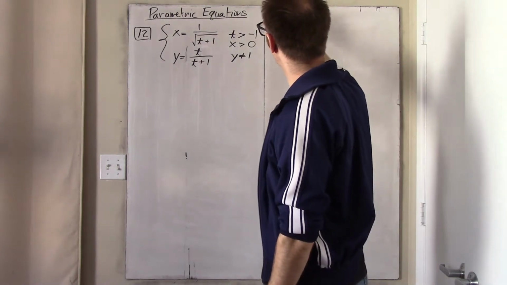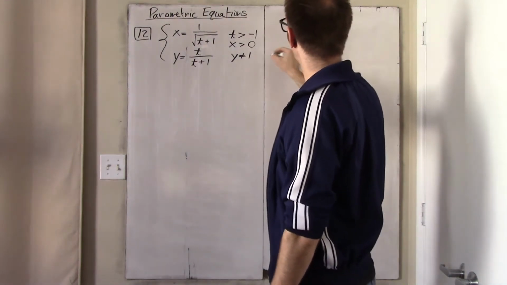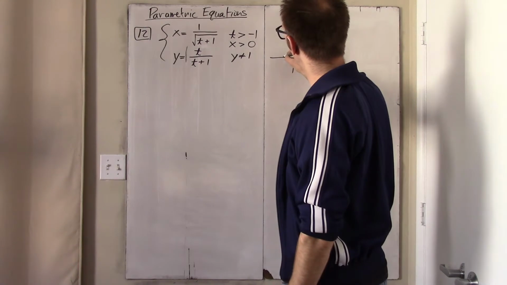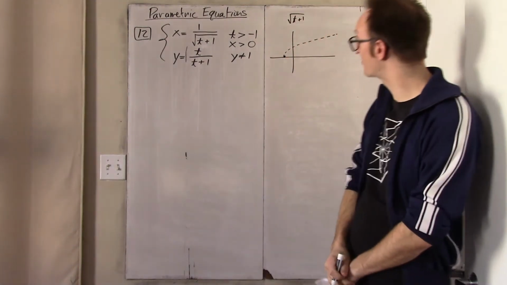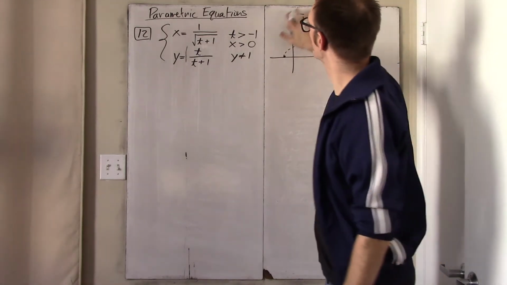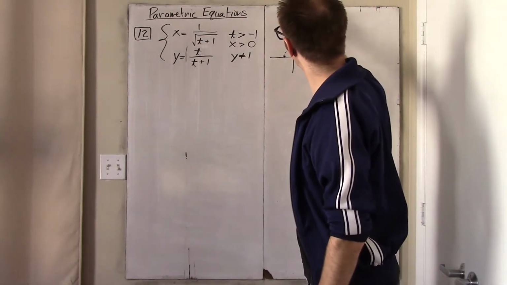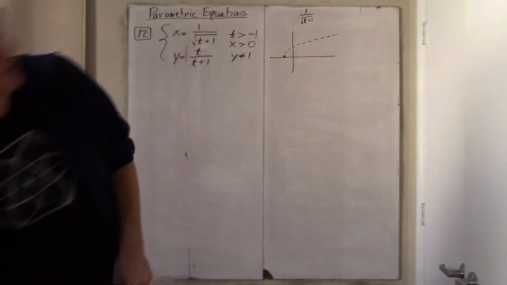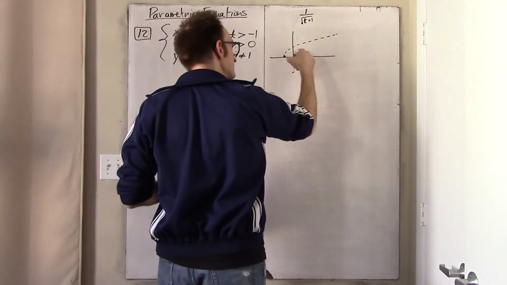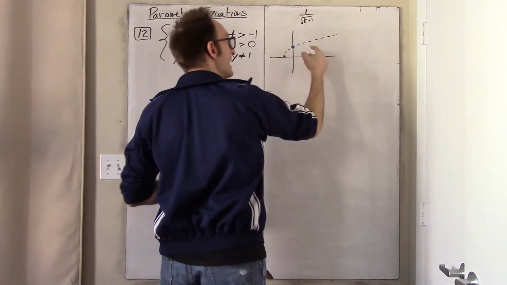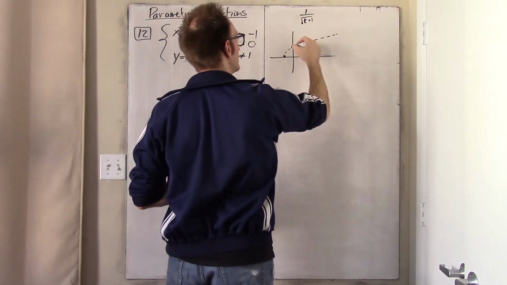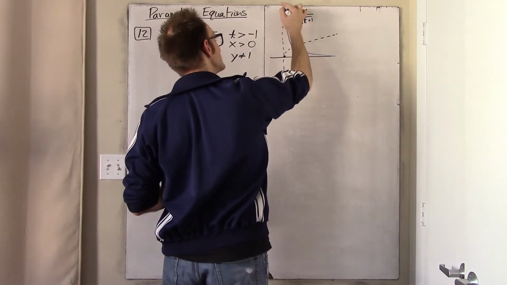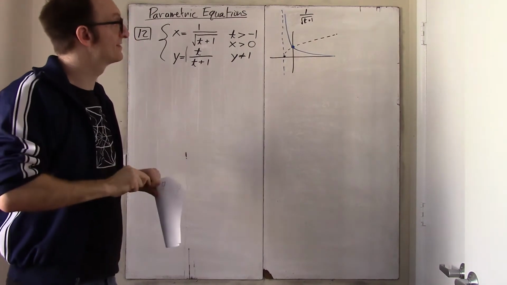What do I know about root t plus 1? Well, root t plus 1 is going to look like a square root function, except moved 1 to the left. In other words, it's going to look kind of like that, a graph of root t plus 1. So if that's a graph of root t plus 1, then what can I say about 1 over root t plus 1? Well, it's going to be the reciprocal of that. And we know how to graph reciprocals. So this was 1, and now as this gets bigger, this will get smaller, and this will get bigger. So we have a vertical asymptote at t equals negative 1, and I have this blue curve.